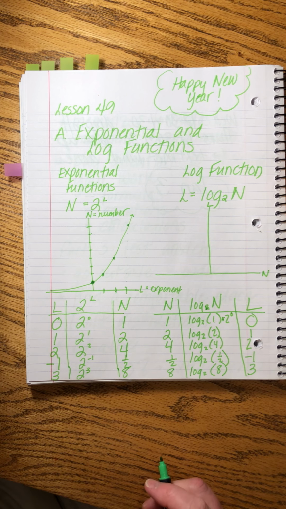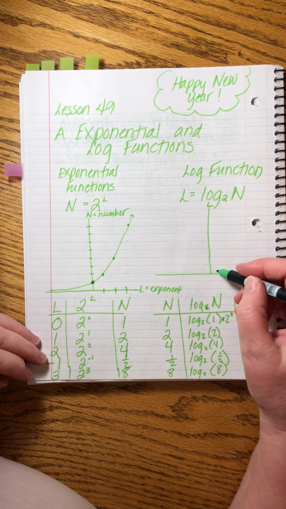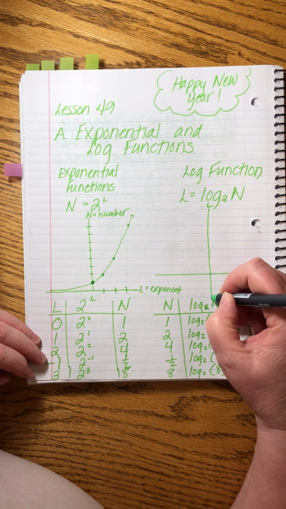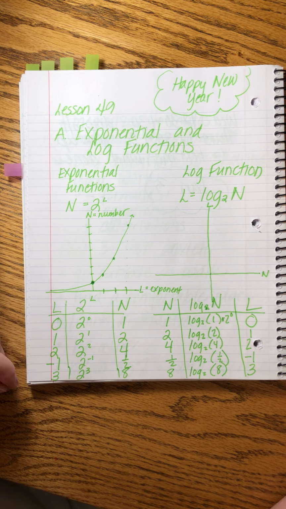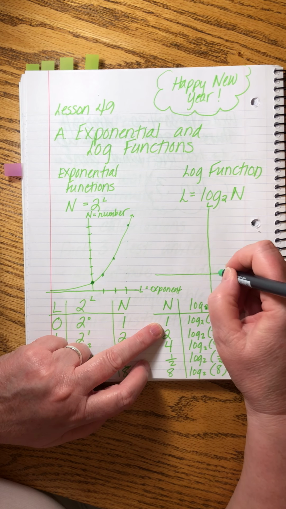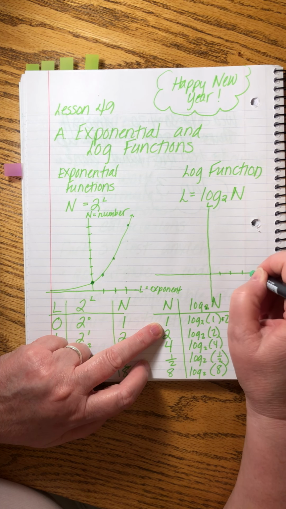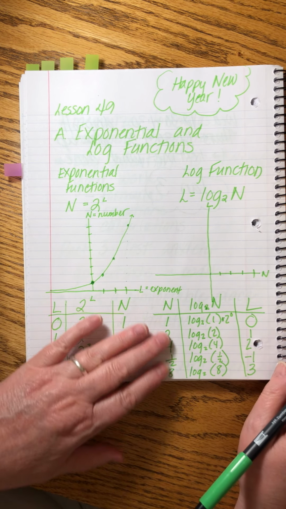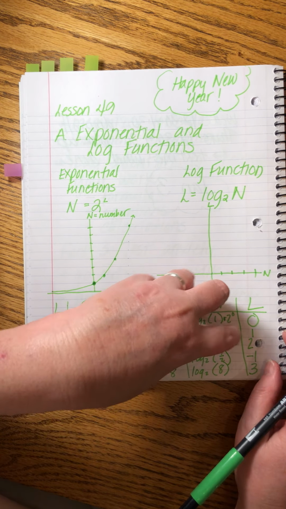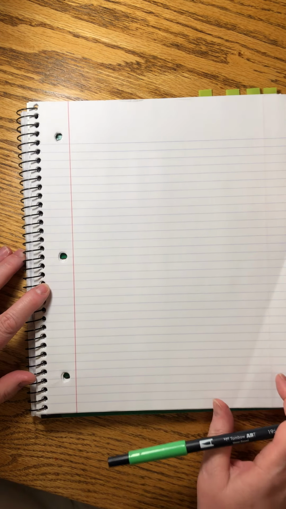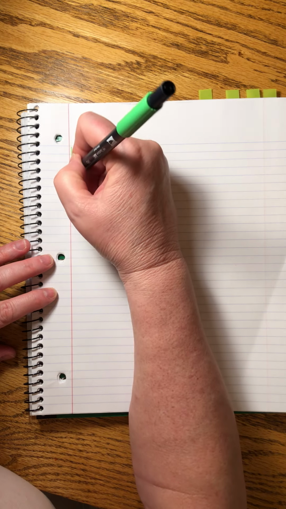Okay, so let's graph these now. Oh, I drew this wrong. Let's see if I can fix it. Yes, I can. 1, 0 is our first point. I want to graph this on the next page. So you keep this. I've got this in my notes. This is how I want to draw the graph of a log function.